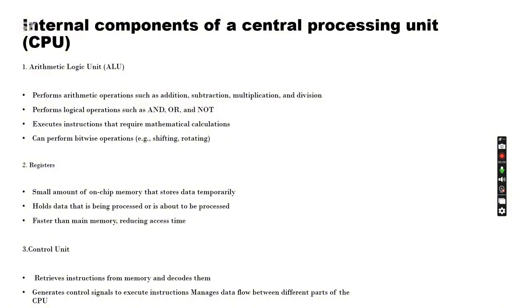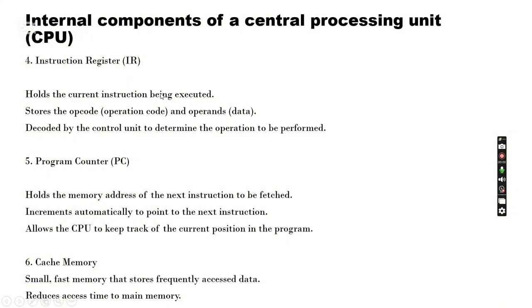And the second one is registers, small amount of on-chip memory that stores data temporarily. Control unit retrieves instructions from memory and decodes them. Instruction register holds the current instruction being executed. Program counter holds the memory address of the next instruction to be fetched. Cache memory, small fast memory that stores frequently accessed data.